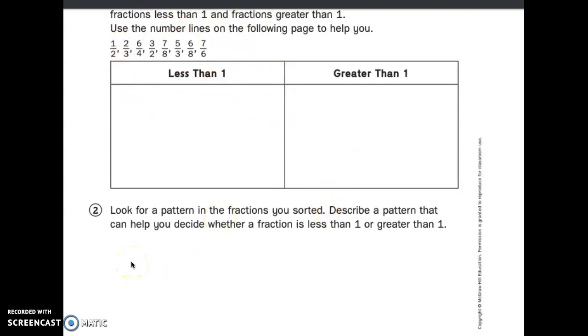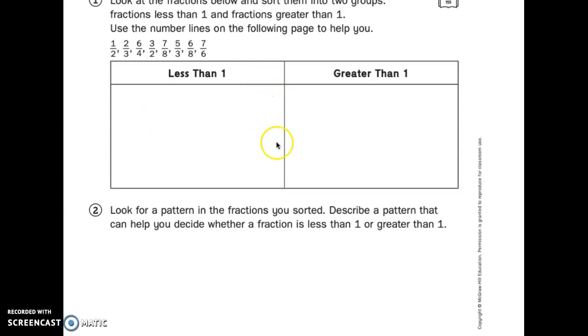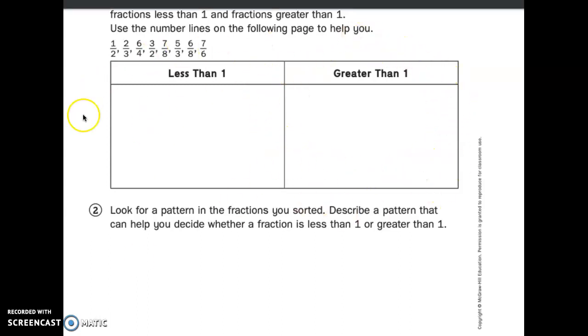And then number 2 says look for a pattern in the fractions you sorted. Describe a pattern that can help you decide whether a fraction is less than 1 or greater than 1. So when you split them, in your own words, is there a pattern that you see? Okay, give that a try.